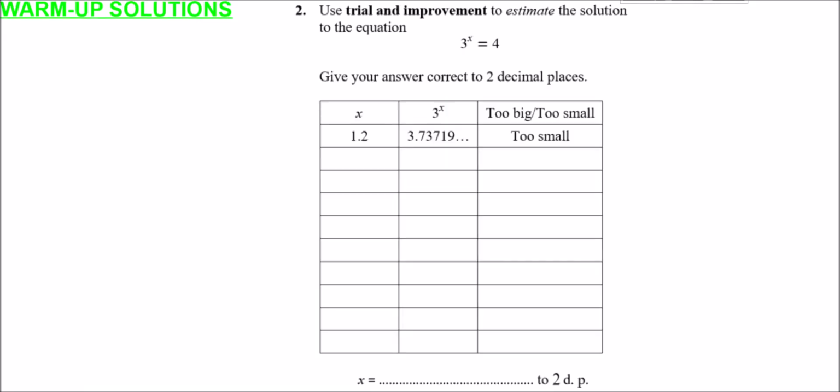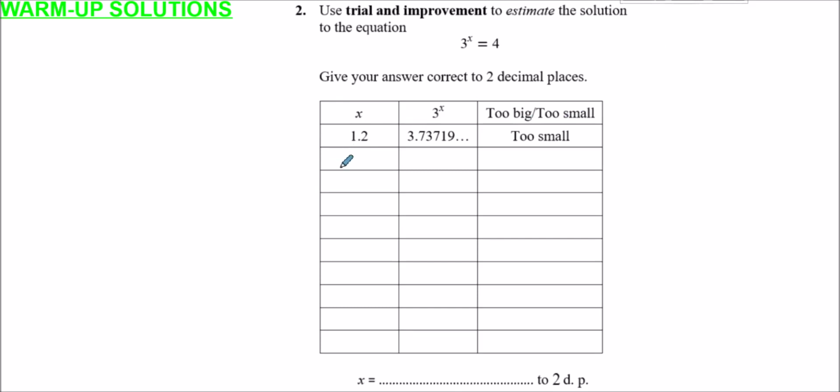So question 2, we're using trial and improvement to estimate the solution to the equation 3 to the power x equals 4, as we did in question 1. But now, rather than using a graph, we're going back to GCSE and doing trial and improvement. Give your answer to 2 decimal places. So we've kindly been given 1.2 is 3.73719, which is obviously too small. So my suggestion would be to just take this up to maybe 1.21 and see what happens there.